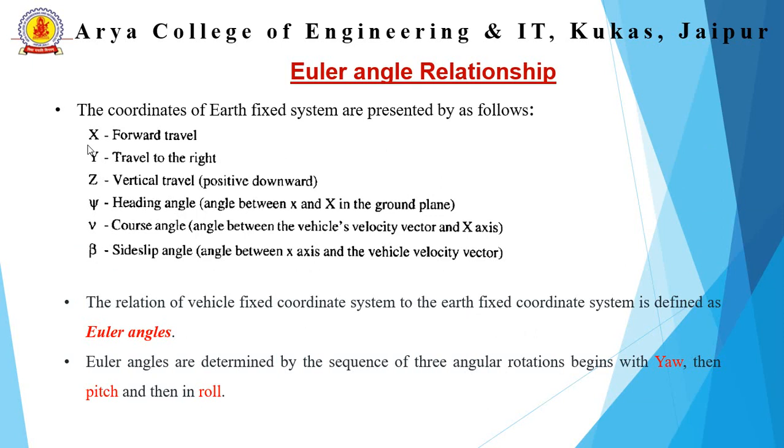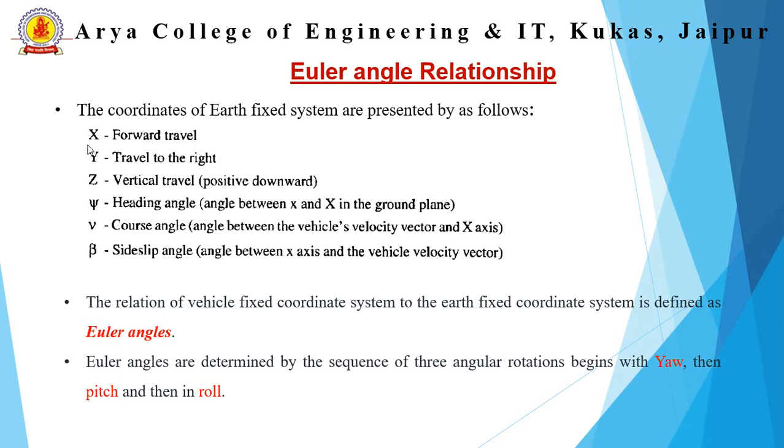Then what is Euler angle relationship? Euler angle relationship is the relationship between the vehicle fixed coordinate system and the earth fixed coordinate system, defined as Euler angles. In the earth fixed coordinate system, the forward travel is considered with capital X, Y for the travel in the right or any lateral direction, and capital Z for the vertical travel, and generally it is positive in the downward direction.